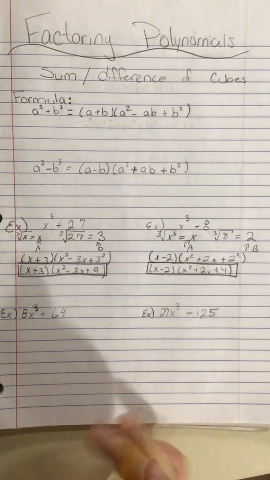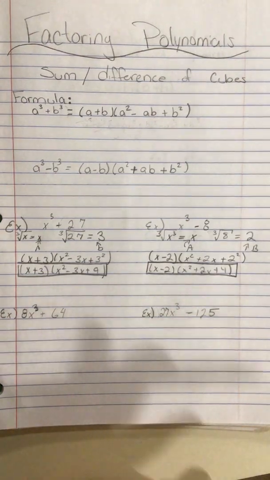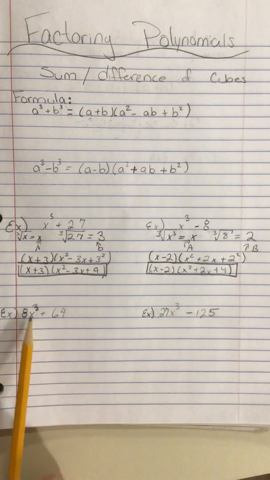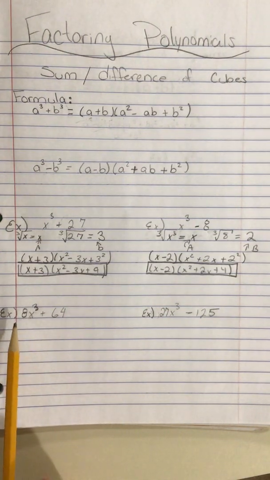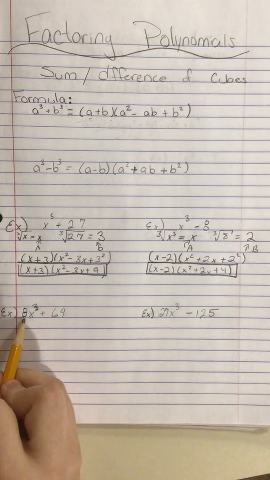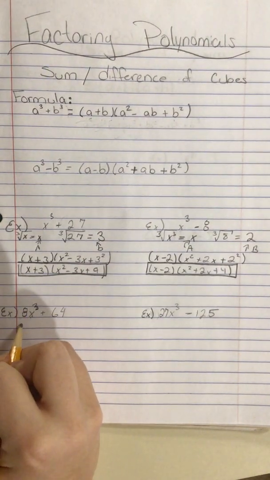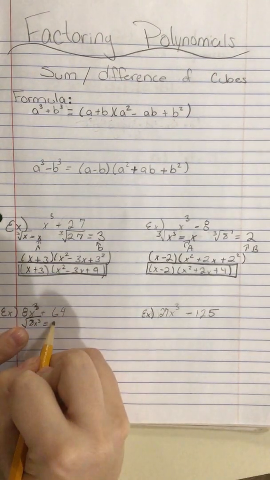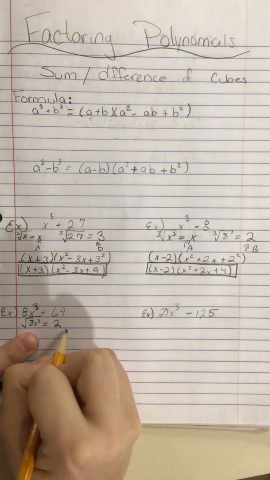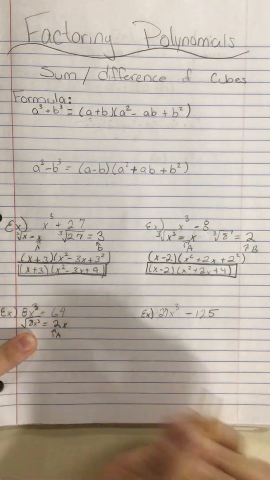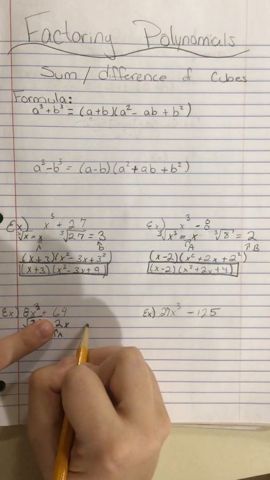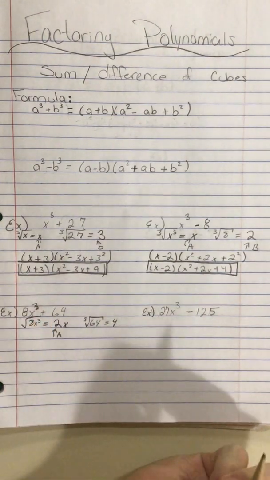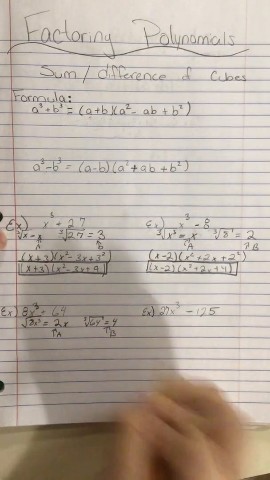Now we're going to go to ones that are a little bit more difficult. As you can see, we now have a number outside of our x cubed. So we have a leading coefficient that's higher than 1. So what we want to do is take the cube root of that, 8x cubed, which gives us the cube root of 8 is 2. The cube root of x cubed is x. That is our a. Then we want to do the cube root of 64, which gives us 4. And that is our b.